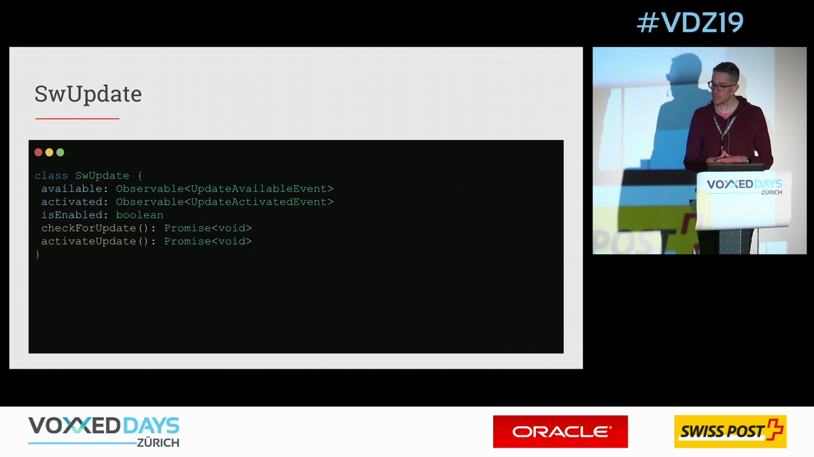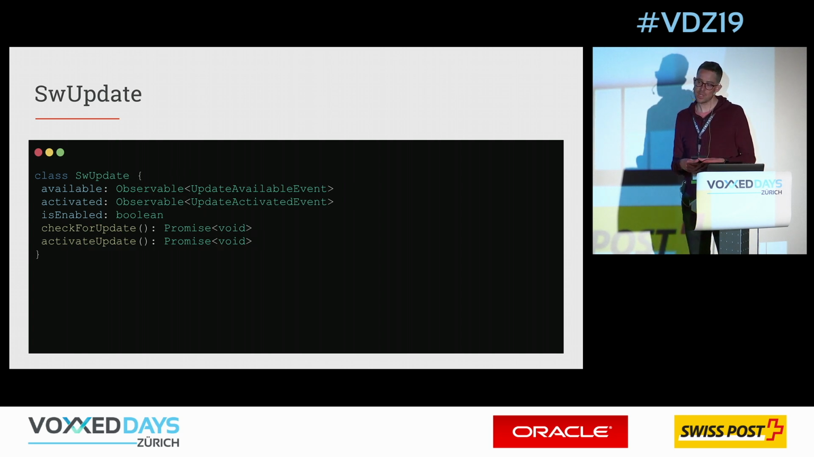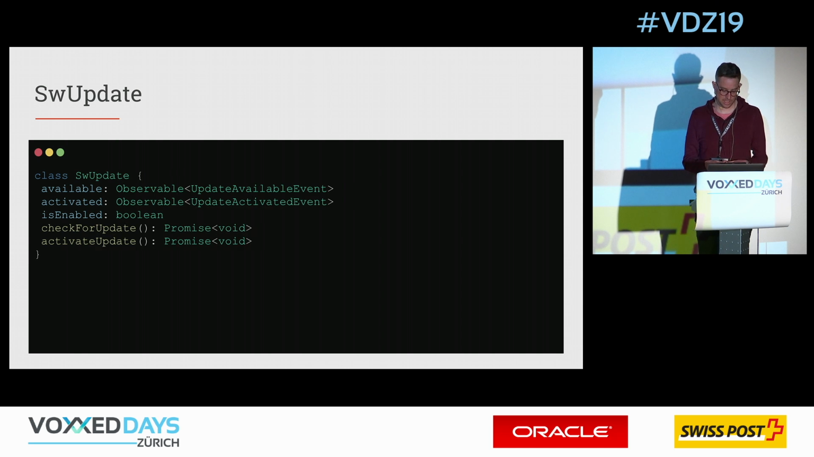We can also check for updates, so I can manually trigger that update process if I want to, rather than relying on Angular to look at the differences in the hash. And I can also manually activate an update. So if I know that an update is available, I can go ahead and manually activate that update and then reload the application.